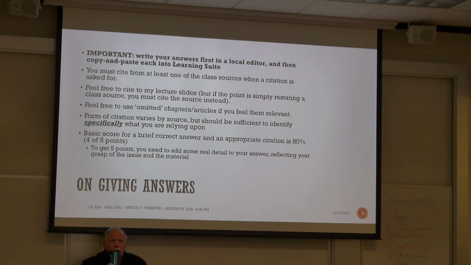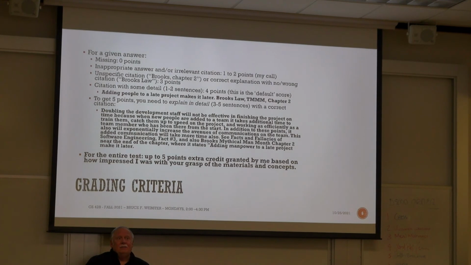And again, the basic score for a brief, correct answer and appropriate citation is 80%. If you want an A, you need to show me that you really understand the issue here and why this is relevant. Here are examples. This A answer here is a bit long, frankly, in my opinion, though I'd be impressed. In fact, if you gave me an answer like this, you'd probably get like +1 extra credit.